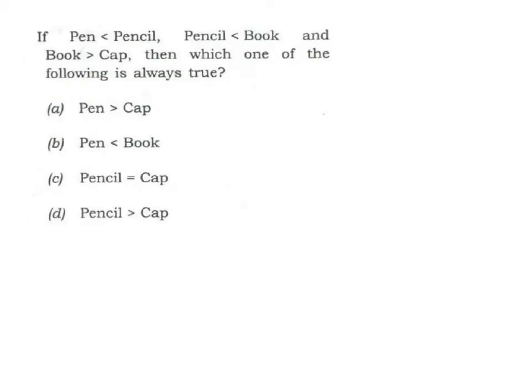If pen is less than pencil, pencil is less than book. First pen, then pencil, then book. The book is greater than cap. We only say that book is greater than cap, but we cannot say any relation between cap, pen and pencil. Then which of the following is always true? He is saying is always true.